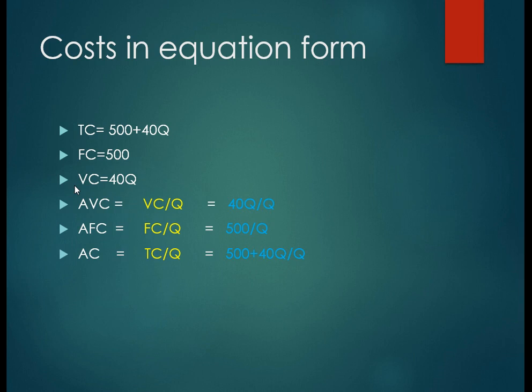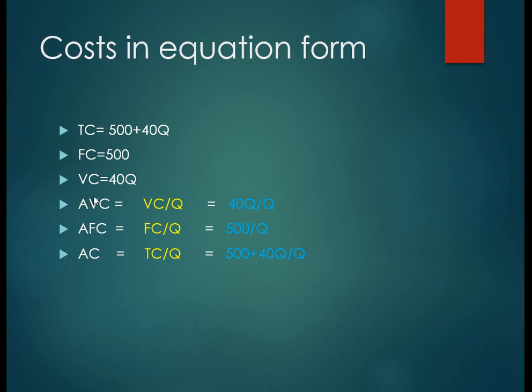The next thing we have to find is the variable cost. As you can see in this equation, 40 is multiplied by Q. So any change in Q will change this amount. When we put 1 here, it will become 40. When we put 2 here, it will become 80. And when we are producing 3 units, we put 3 here, and it will make it 120. So this is our variable cost because it is changing with a change in output. So our variable cost is 40Q.